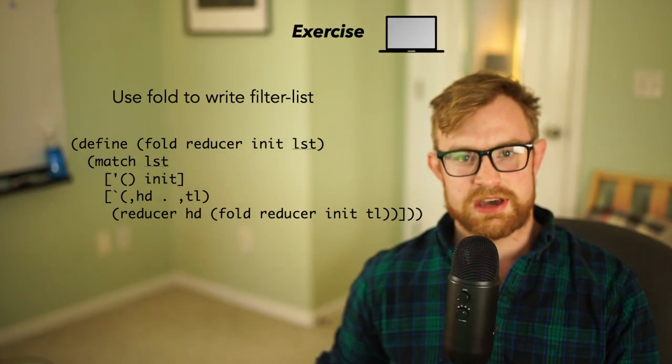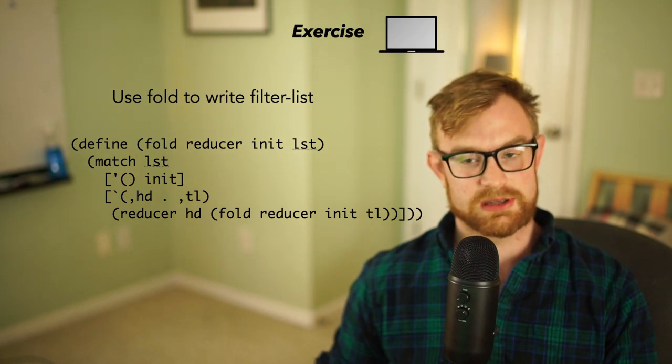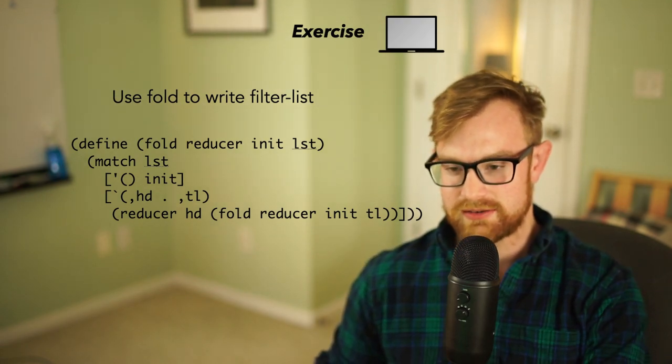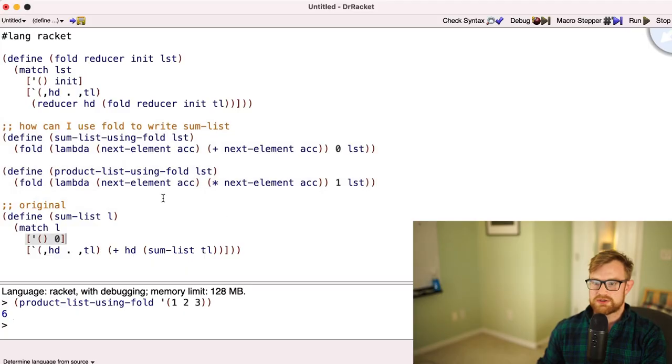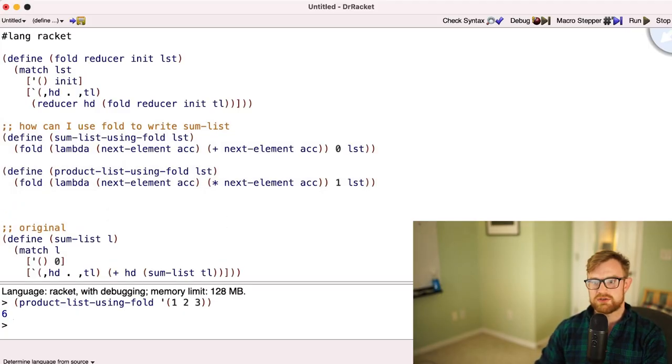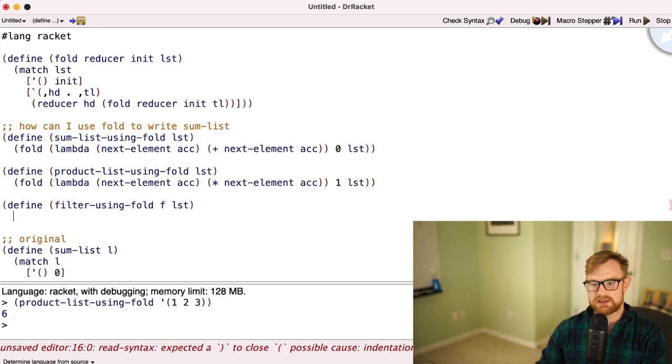Now the final exercise asks us to write the definition of filter list using fold. So this one's a little bit harder, but a lot more fun, I think. So let's go look over at it. So now I have to use fold to write filter. So I'm going to write filter using fold, and then I'm going to take a function f and then a list LST.